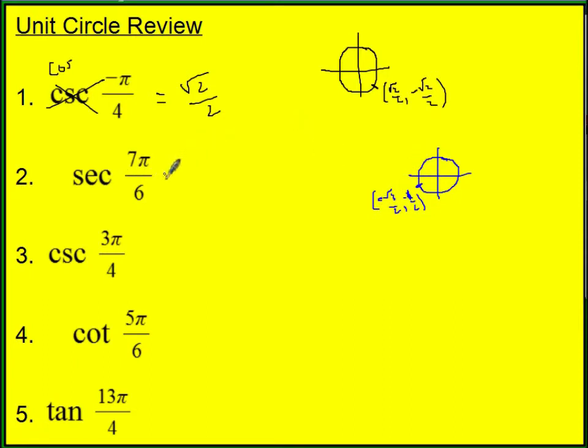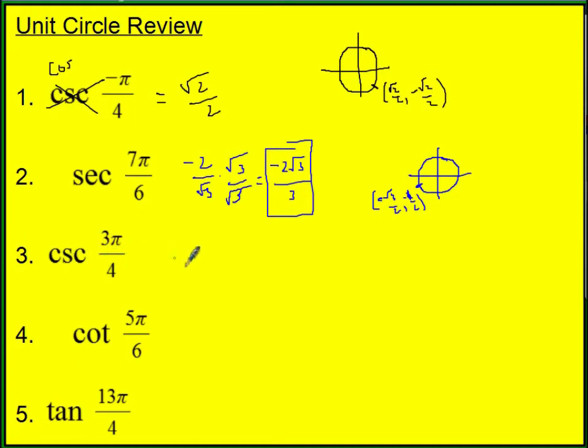So secant is the reciprocal of cosine. Cosine is negative root 3 over 2. So what's the reciprocal of negative root 3 over 2? It's negative 2 over the square root of 3. And what should I do with that? We know to rationalize that. Multiply by the square root of 3 over the square root of 3. That's going to give me a final solution of negative 2 square root of 3 over 3. That's my answer there.